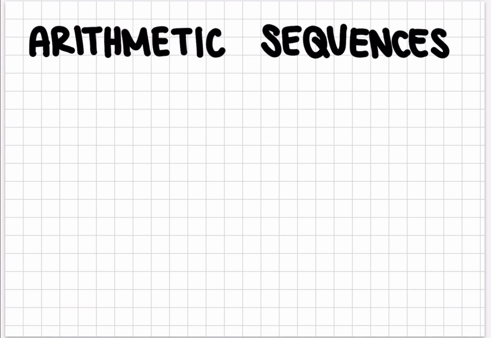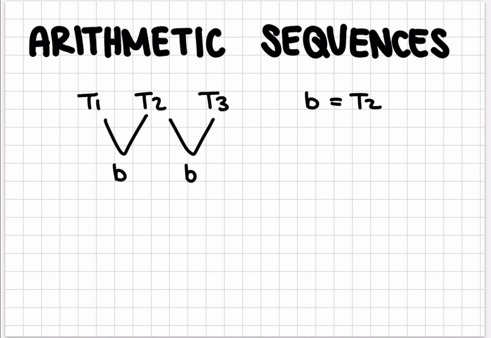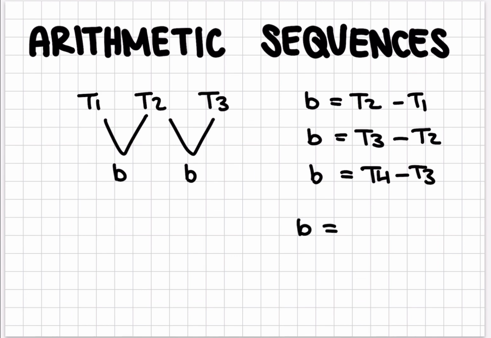So what is an arithmetic sequence? An arithmetic sequence is a sequence that has a constant difference between the terms. In this case right now, I'm going to call it b. How do we calculate b? b is calculated by taking t2 minus t1, or by taking t3 minus t2. You can say t4 minus t3, but the general formula for b is equal to tn plus 1 minus tn. This being the following term minus the previous term.